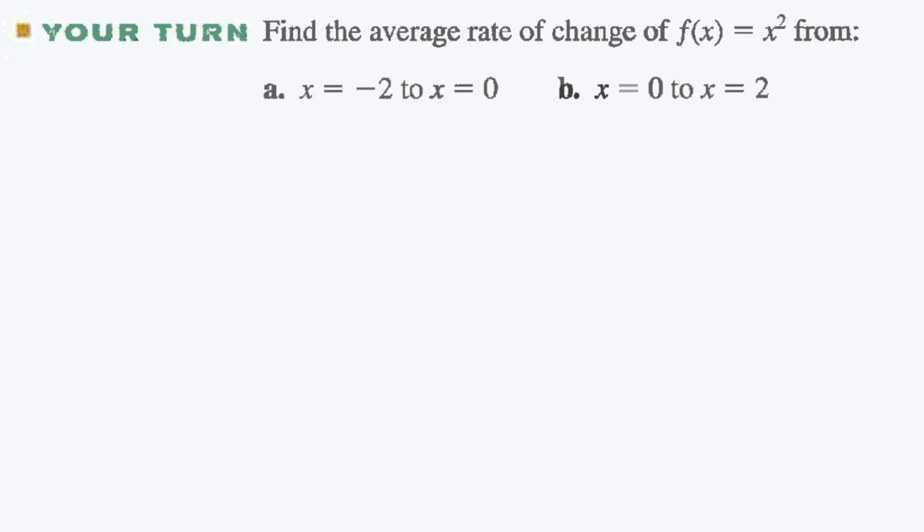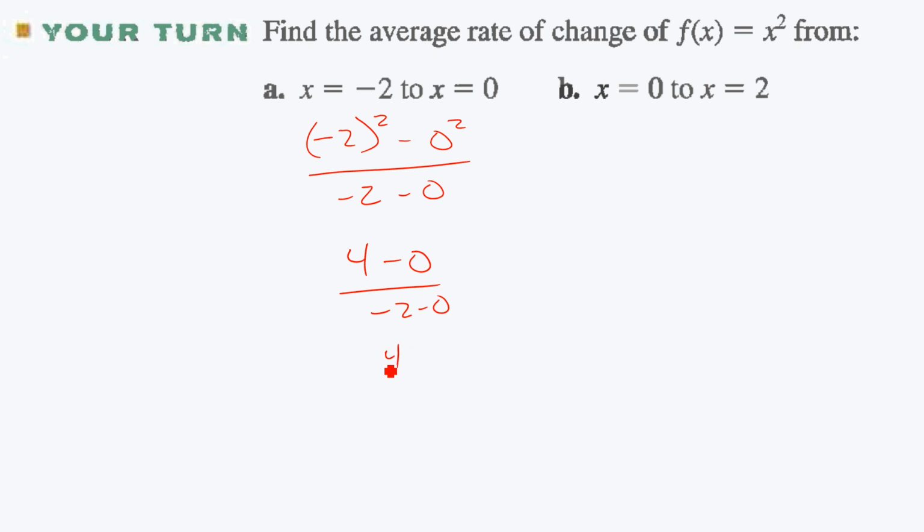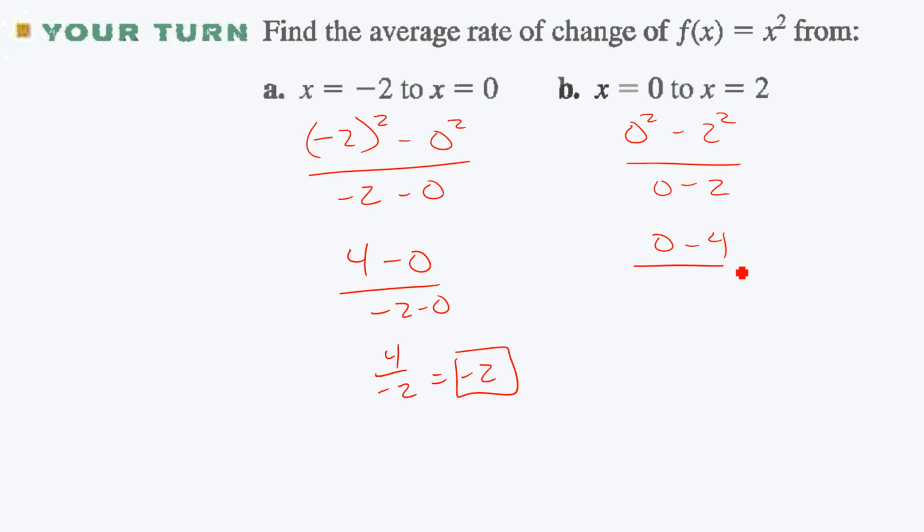Your turn. All right, we would get -2 squared minus 0 squared over -2 minus 0, which is 4 minus 0 over -2 minus 0. 4 over -2 is -2. And then we would have 0 squared minus 2 squared over 0 minus 2. So this is 0 minus 4 over 0 minus 2, or -4 over -2, which is +2.